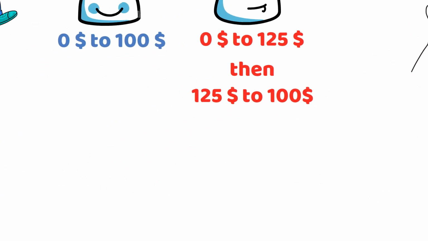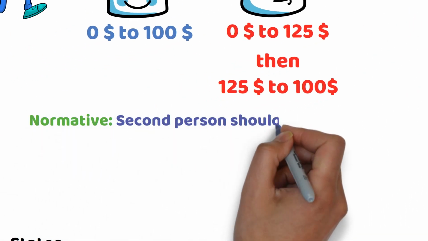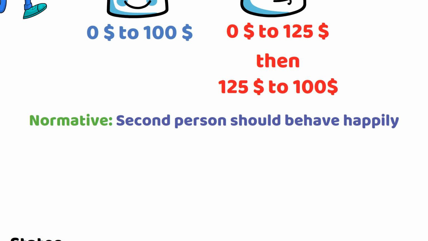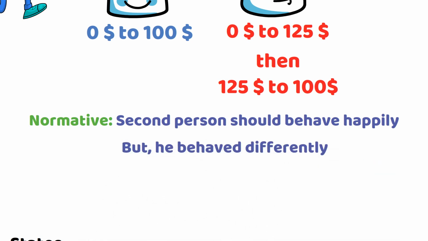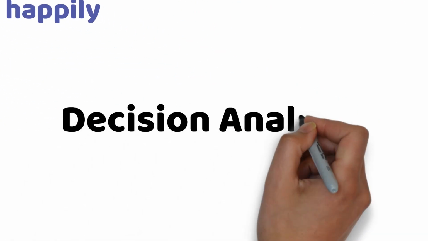The normative theory says that the second person should behave happily because he also gained $100, which is equal to the first person. But he behaved differently due to the loss of $25, which is explained by descriptive theory. This explains how people should behave, which is normative theory, and how they actually behave, which is explained by descriptive theory. The practical application of decision theory is called decision analysis.